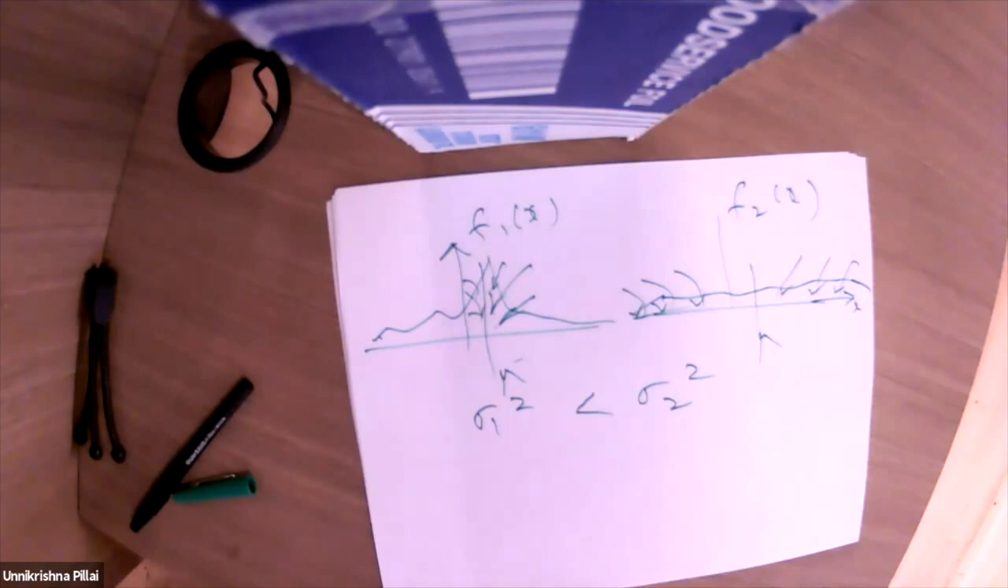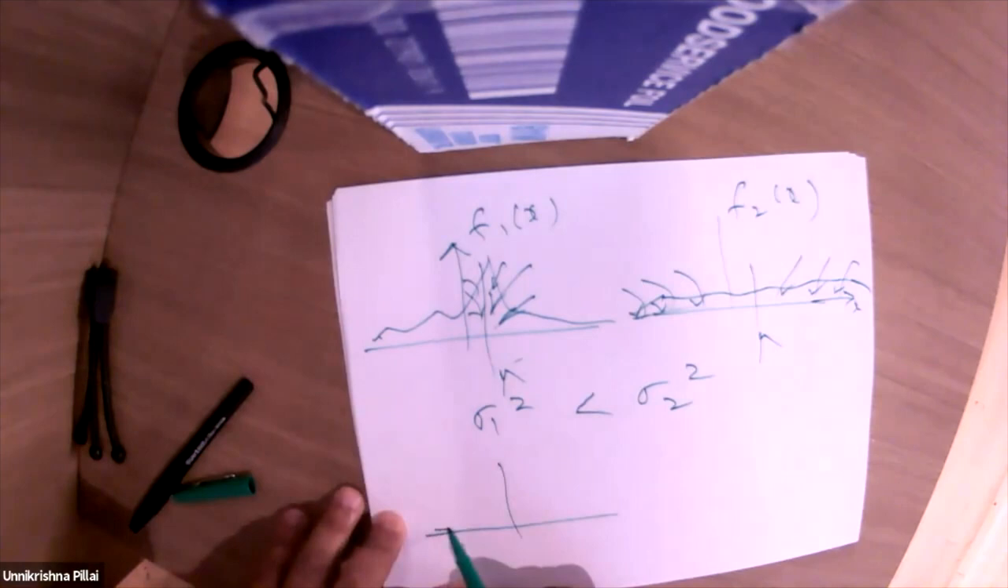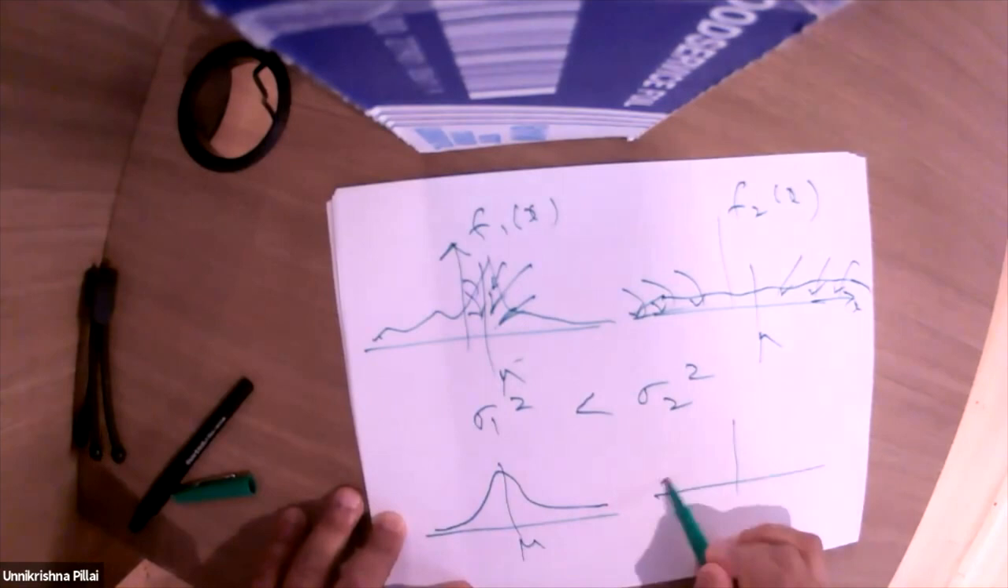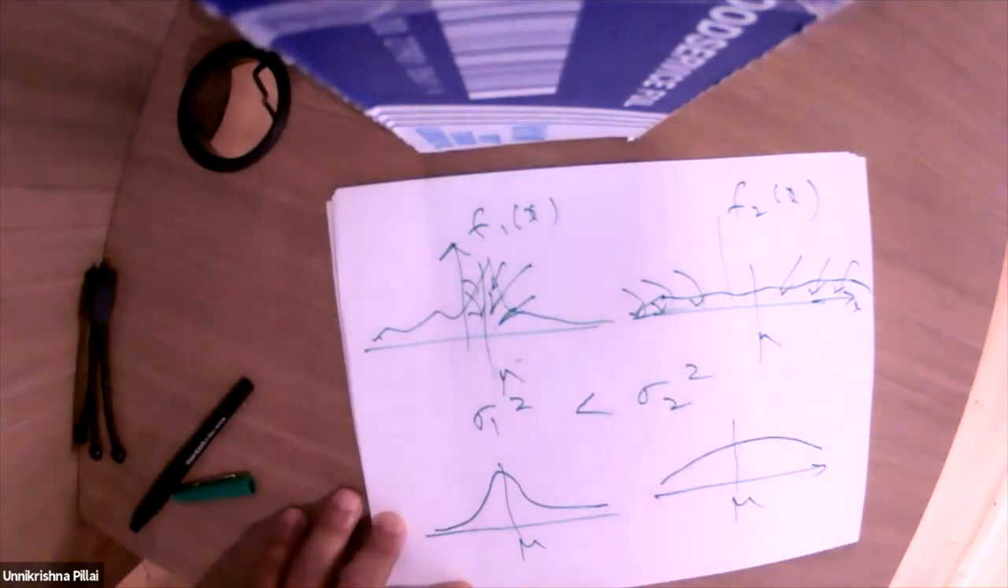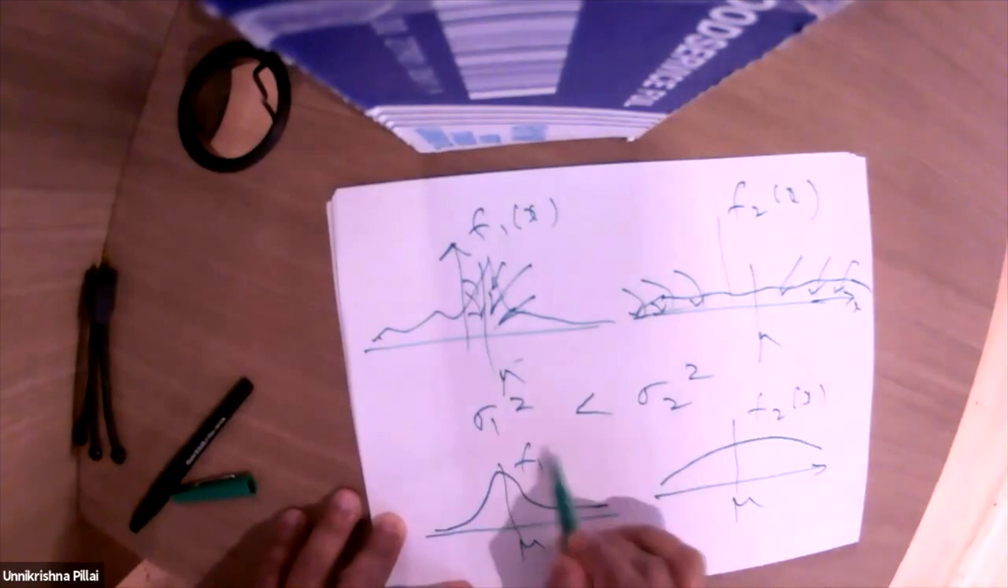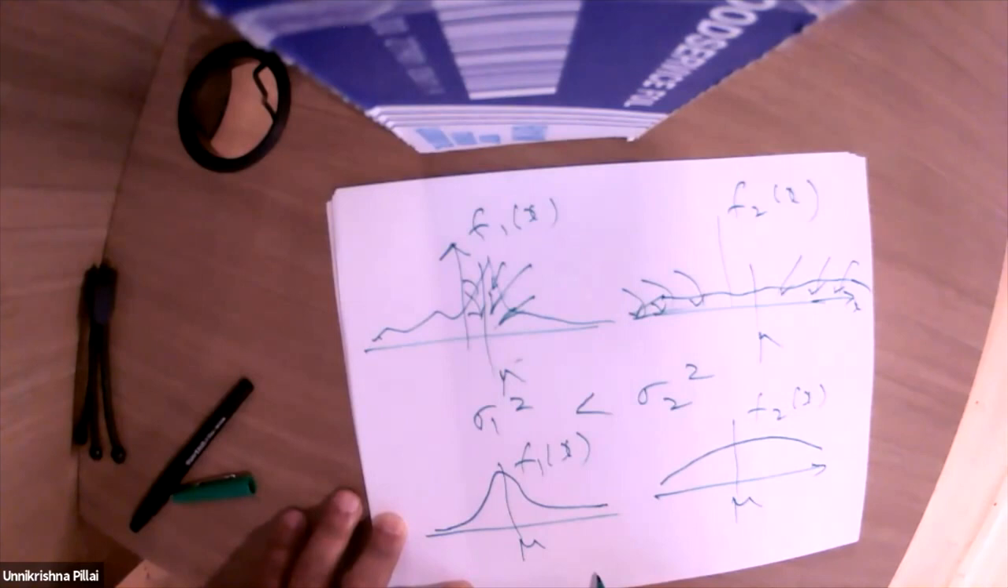Do you see what I'm saying? Or more dramatically, this one is concentrated around this mean value, whereas here the mean value is the same. This is more distributed. So here, once again, if this is F1 and this is F2, which one has lower variance? Anybody? Which one has lower variance? Yeah, the first one, right?